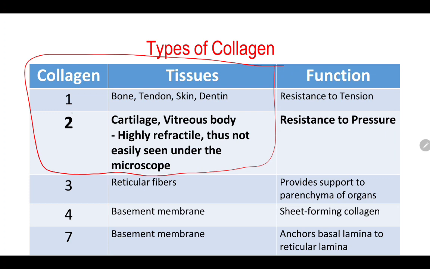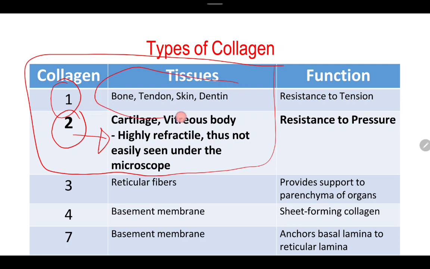So, titignan natin, collagen type 2 is highly refractile. Okay? So, it is not easily seen under the microscope. So, ibig sabihin, kapag hindi nyo makita yung fibers natin, collagen type 2 yan. Yes, very good. Kapag collagen type 1 naman, it is bone. Makikita siya sa mga bone, tendon, skin, and dentin.